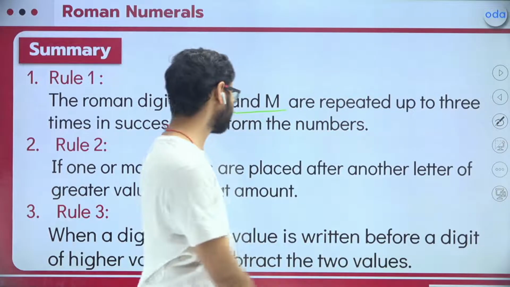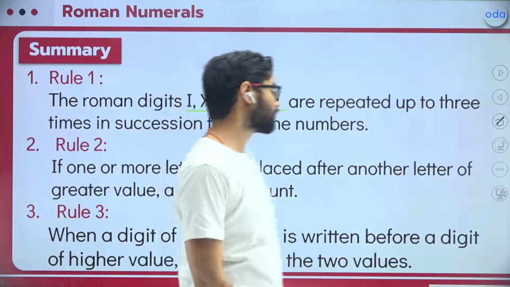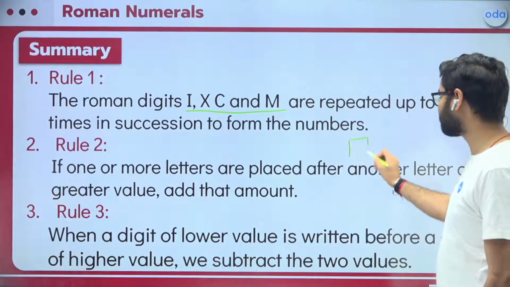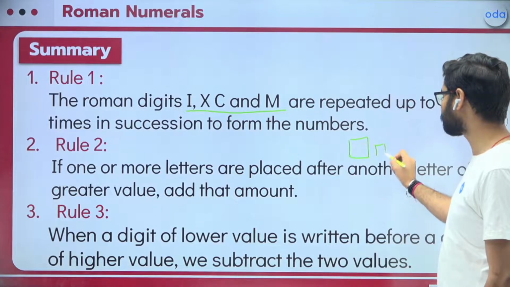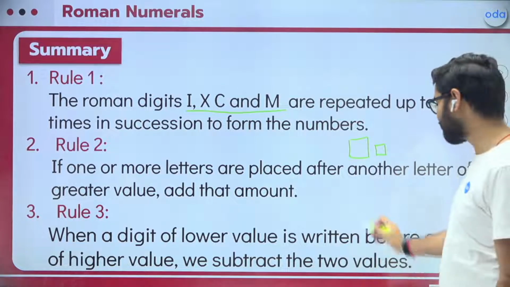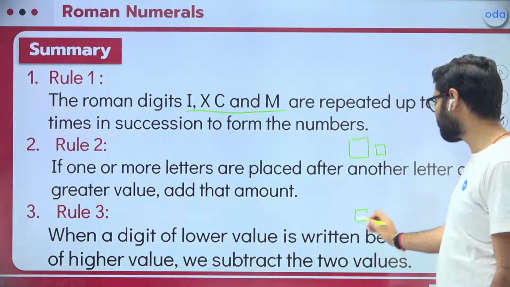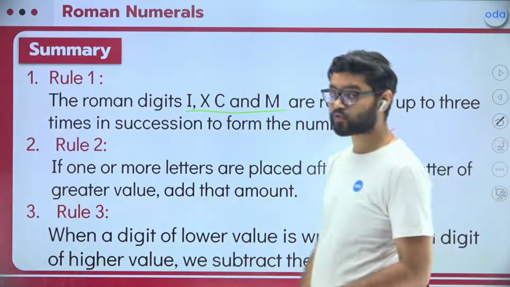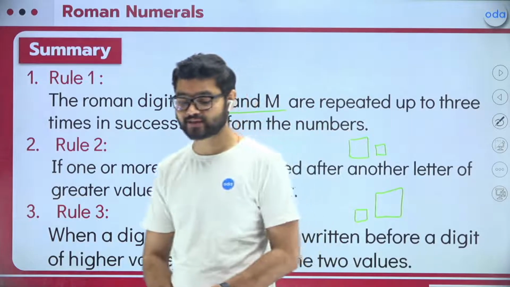Rule number 2 says when two or more letters are placed together, if the bigger value is on the left and the smaller value is on the right, we do the addition. And the opposite of that, if the smaller value is on the left and the bigger value on the right, we do the subtraction. That was all. I hope you have learned everything.